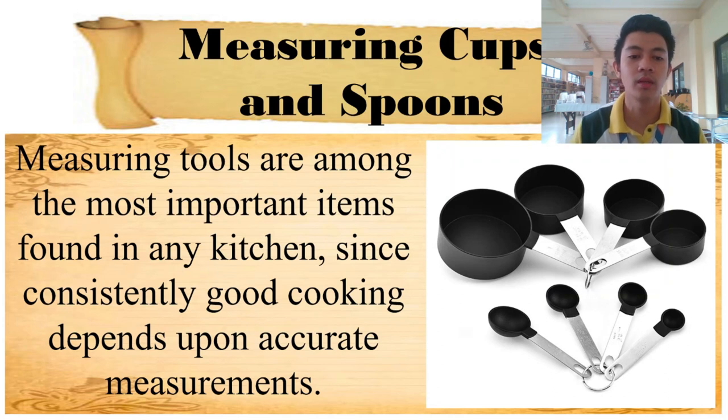Next, measuring cups and measuring spoons. Measuring tools are among the most important items found in the kitchen. And since consistently good cooking depends upon accurate measurements, measuring cups and measuring spoons are used to measure an amount of an ingredient, either liquid or dry, when cooking. They are often made of plastic, metal, and other materials. Ayan, they are also available in many sizes.